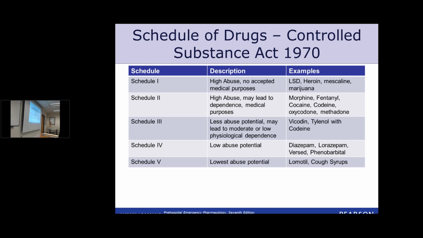Finally, at Schedule 5, the lowest amount, but still a possibility, are those cough syrups with some codeine in them, and Lomotil. Lomotil is used for diarrhea. So the idea is that you can actually get hooked on Lomotil because of folks that have had loose stools along the way.